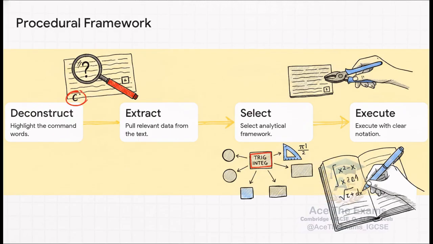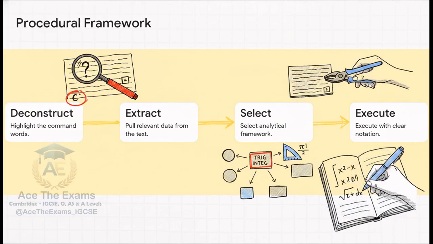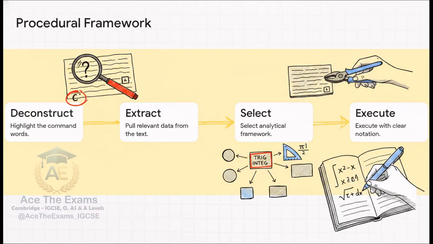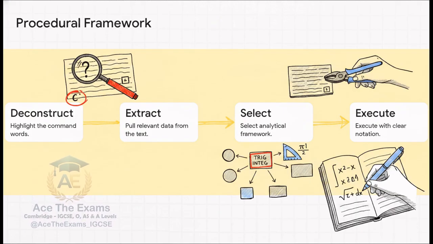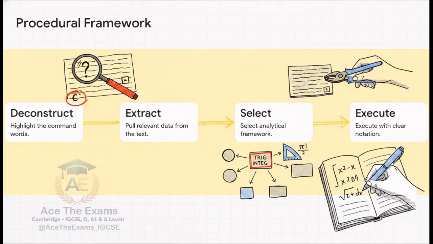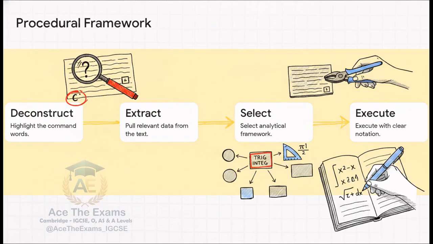Step 1. Deconstruct the question. Highlight those command words. Are you evaluating, showing, or solving? Know the difference. Step 2. Extract relevant data. Pull the numbers, the functions, and the limits out of the text block and get them into your clean workspace. Step 3. Select the analytical framework. Ask yourself, what topic actually is this? Oh, it's trig integration? Boom, framework selected, the radians rule applies.